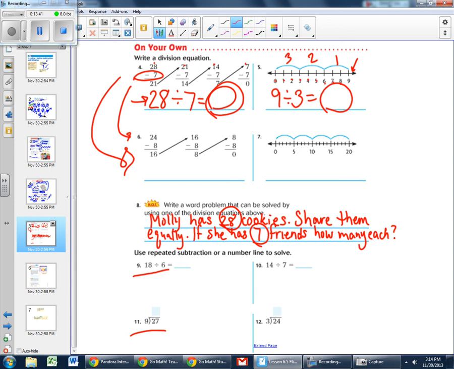Okay? And it showed you 2 different ways to solve them today. So it wants you to use repeated subtraction or a number line to solve. Yes, you have to do that, and yes, you have to show your work. You have space right here to draw either a number line or to do those repeated subtraction problems. You're going to do 9, 10, 11, and 12 at the end of this lesson.